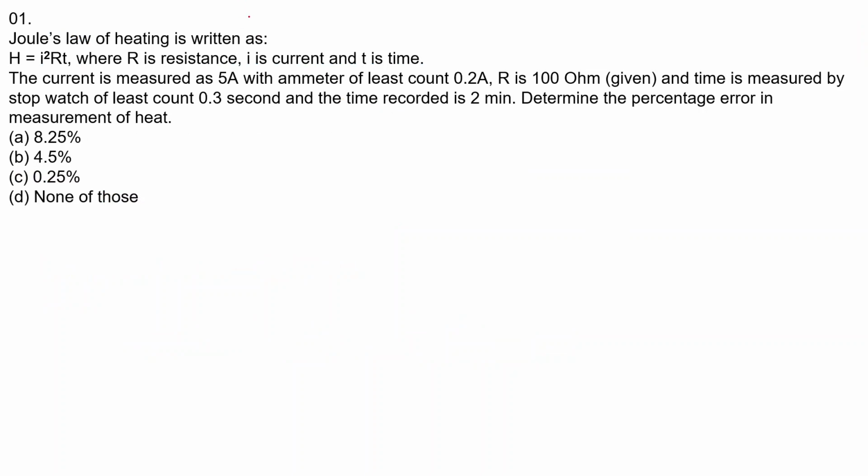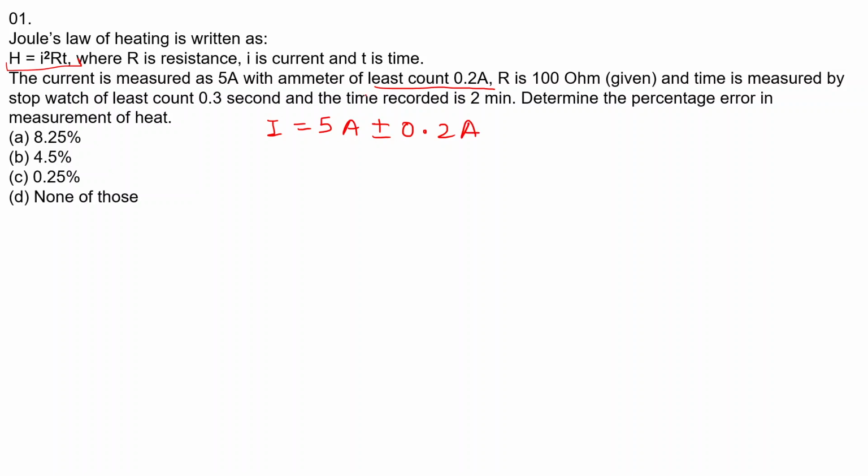This question is about Joule's law of heating. The formula is also given. As we can see, heating depends on current, resistance, and the time for which the current is flowing through that resistance. The current is measured as 5 ampere, with a least count of 0.2 ampere. This least count we can take as our error, because that is the least count of that instrument, so we cannot measure more precisely. So there will always be this error of 0.2.